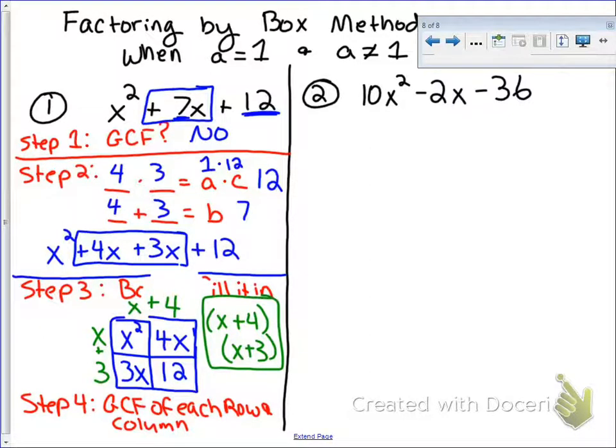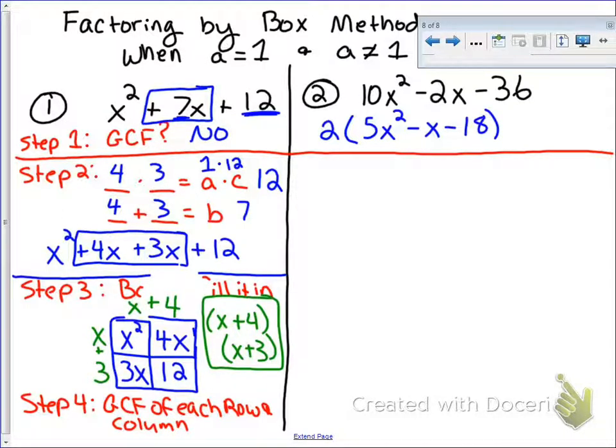Okay, now let's move over and do this one. I'm not going to write step 1 again. We know that we're looking for the greatest common factor. So I'm going to look, and I notice that all of my numbers are even. That means that I must be able to take out a greatest common factor. In this case, I'm going to be taking out a greatest common factor of 2. That leaves me with 5x squared minus x minus 36 divided by 2 is 18. All right, so now step 2.